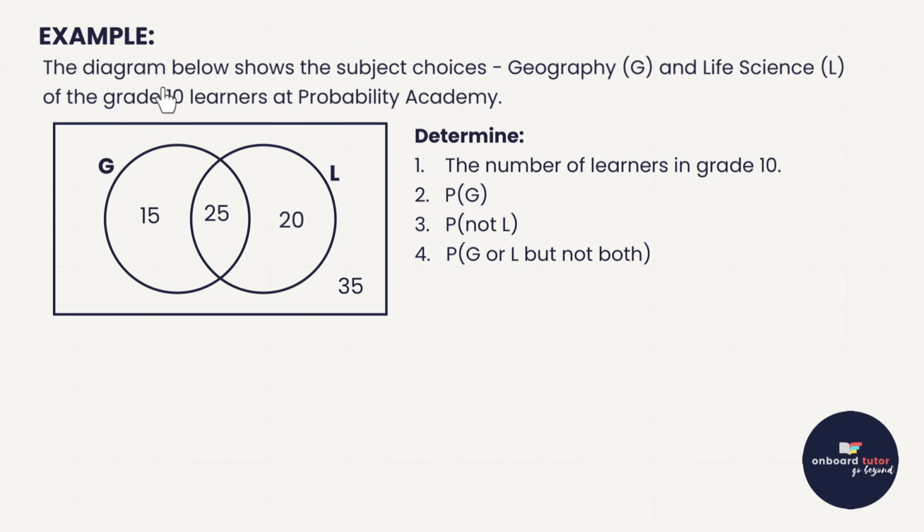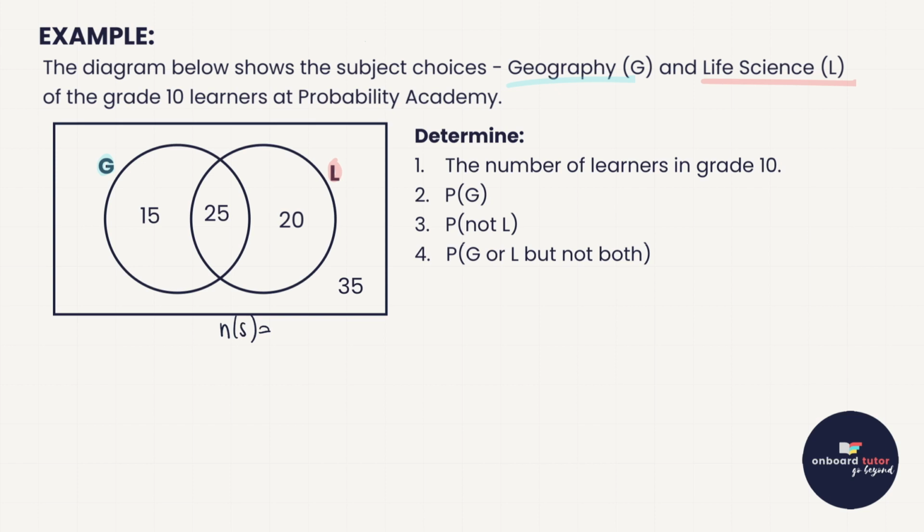It says here the diagram below shows the subject choices, geography and life science, of the grade 10 learners at Probability Academy. So geography and life sciences there at a made-up school. Determine the number of learners in grade 10. So what's missing here is straight away the number of elements in my sample space.